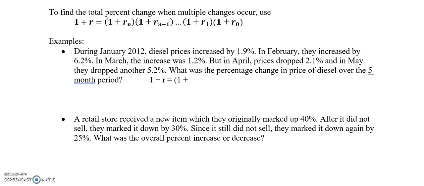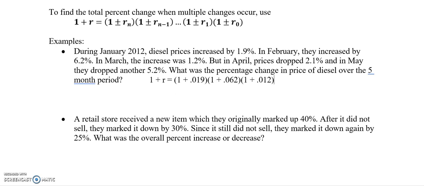And then remember, any percentage we use in a formula has to be as a decimal, so 1.9% would be 0.019 in decimal form. So that represents our first percentage increase. Now we need a new set of parentheses for our second change, and again, it's 1. This is also an increase because in February it increased by 6.2%, so that would be plus 0.062. Now our third change, so we have a third set of parentheses. Again, it's 1 and it's plus because in March it increased as well. And it increased by 0.012.